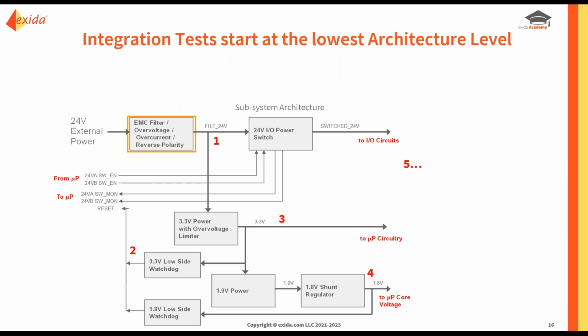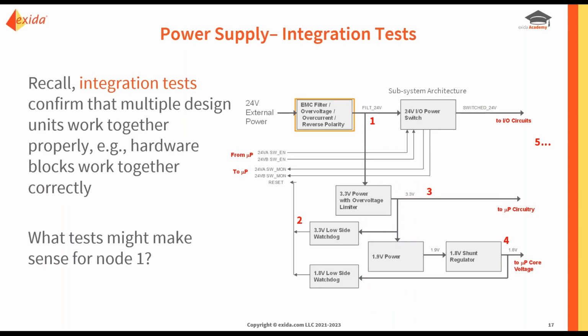We've drilled down in our design. We're looking at a power supply here, and we're looking at the lowest architecture level within that power supply. So as you can see, our 24-volt external power supply is now further broken down into 5 nodes, each with a different output or function within our particular product. So if we recall that integration tests confirm that multiple design units work together properly, what tests might make sense for node 1? If we look at node 1, we have our 24-volt external power supply. Within our system, we have an EMC filter, overvoltage diagnostics, overcurrent, and reverse polarity. So what integration tests might we describe to make sure that this part of our system works correctly?